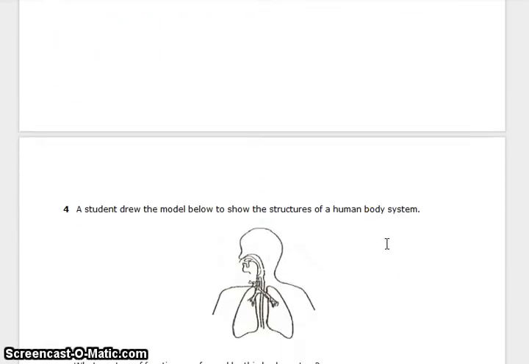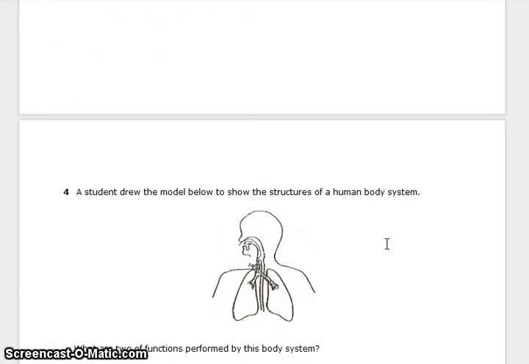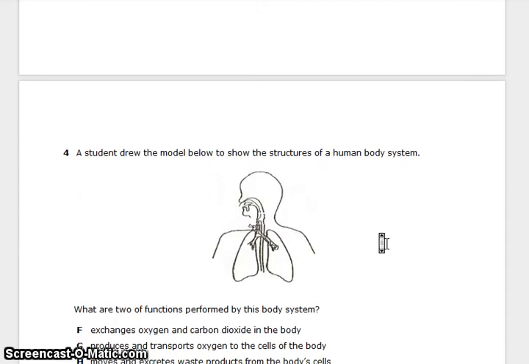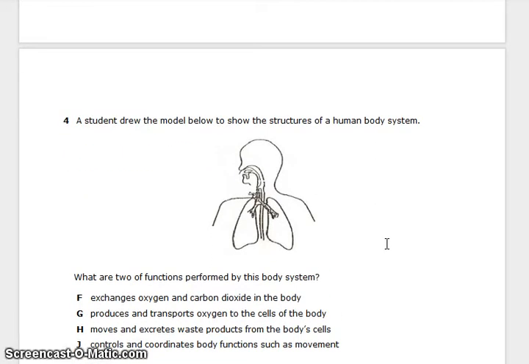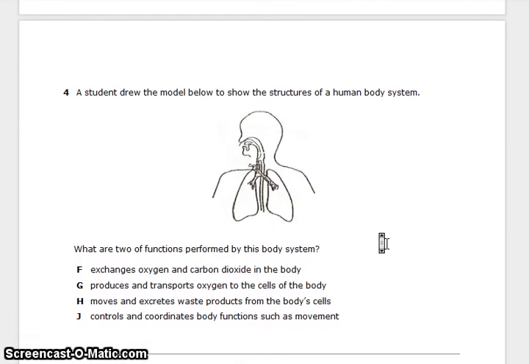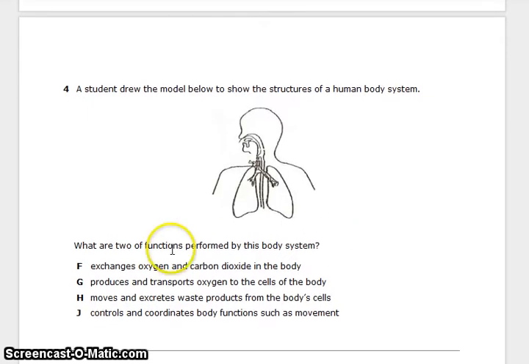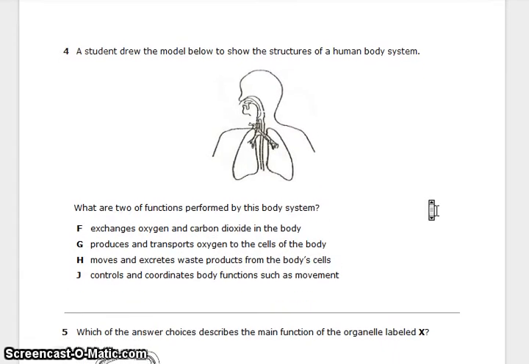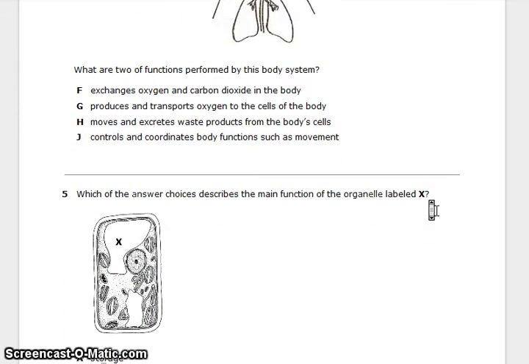4. A student drew the model below to show the structures of a human body system. What are two of the functions produced by this body system? F. Exchanges oxygen and carbon dioxide in the body. G. Produces and transports oxygen to the cells of the body. H. Moves and excretes waste products from the body cells. J. Controls and coordinates body functions such as movement.